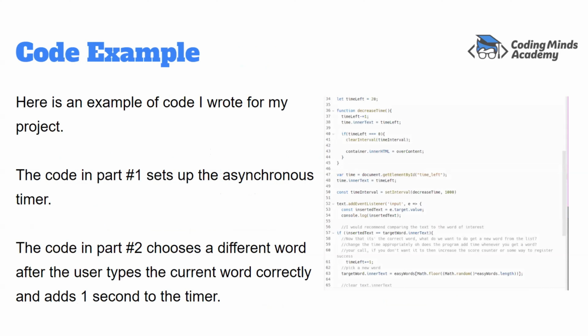So here's an example of the code I wrote. The code in part one, which is line 34 to line 50, sets up the asynchronous timer. And the code in part two shows a different word after the user types the current word correctly and adds 1 second to the timer.